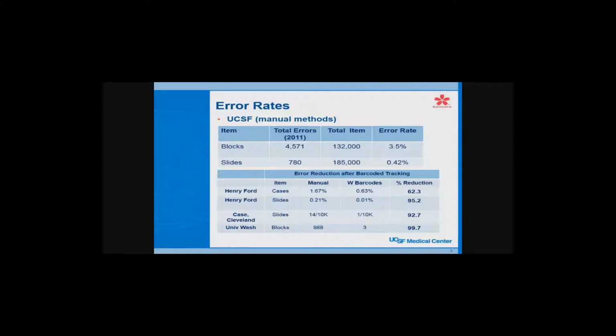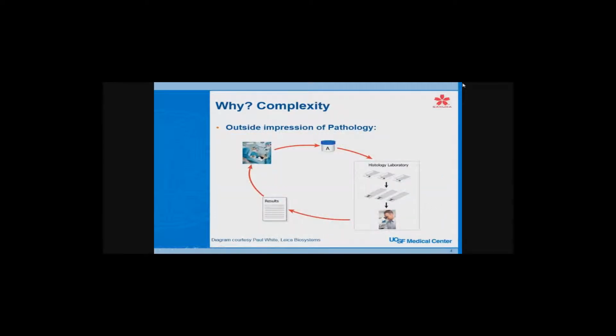And then there are several studies, papers listed in the bottom box, that show different institutions that implemented barcoding and what reduction in errors they saw. Henry Ford saw anything from 60 to 95% reduction in errors between cases. Western and Cleveland saw a 92% reduction in error rate on their slide misidentification. University of Washington on their block identification saw a 99% reduction in error rate. So this is the sort of thing we're looking at when you go to a system that is largely automated, where the pass-offs between groups, say grossing to histology, are automated rather than manual.